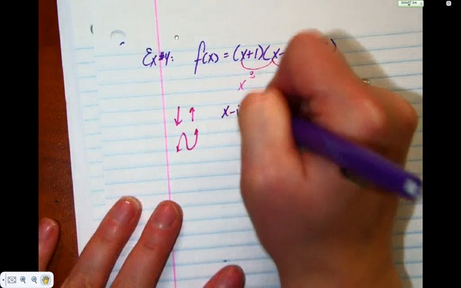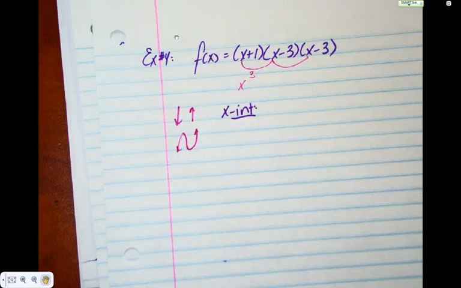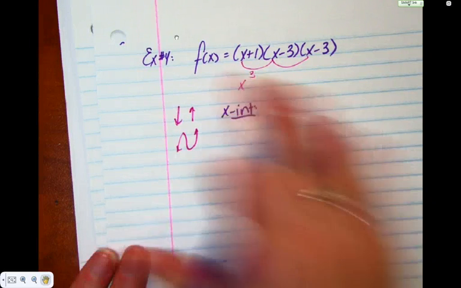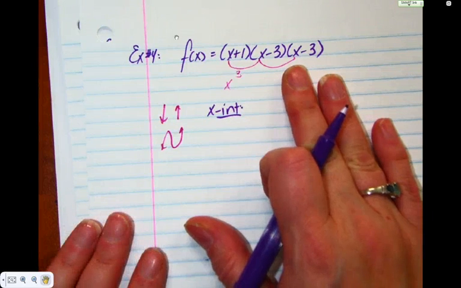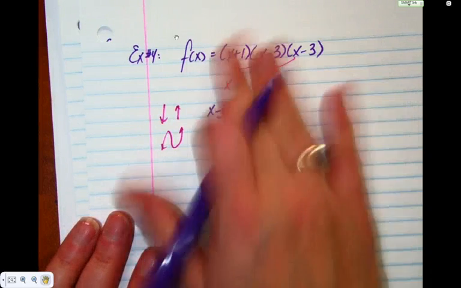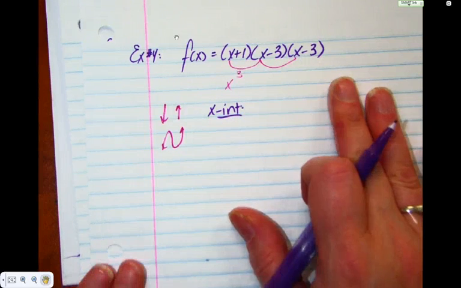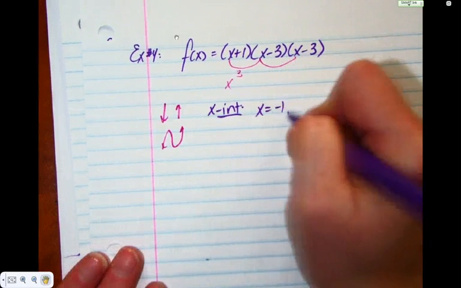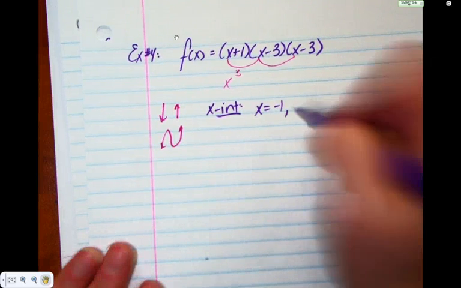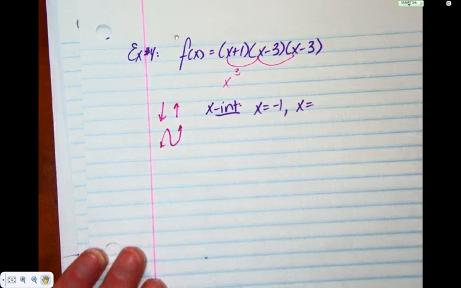X-intercepts. And what always gets me is people get this form and they freak. They're like, what do I do? What do I do? I'm like, but it's already factored. So we actually like when they give us this form because we can go right to the split and solve. The first binomial, x is going to equal -1. And the 2 binomials remaining are exactly the same. X is going to equal 3.